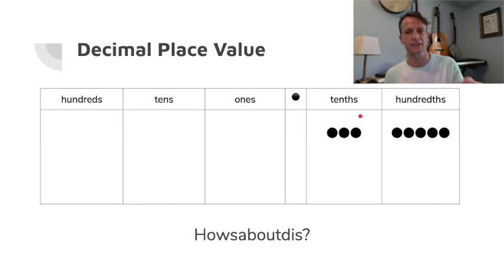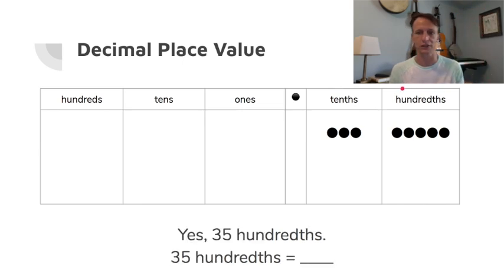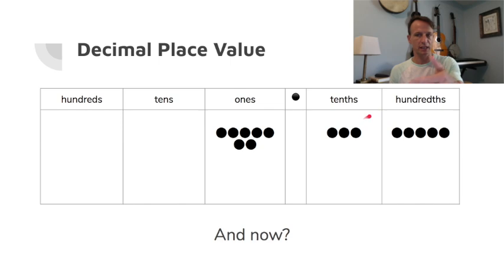How about this? We have 3/10, 5/100ths. Read that as a number. 35, what place am I in? Hundredths. Very good. 35/100ths, write that as a decimal. 0.35. Excellent. Okay, look, I kept the 35/100ths there, and so now over here we have 7.